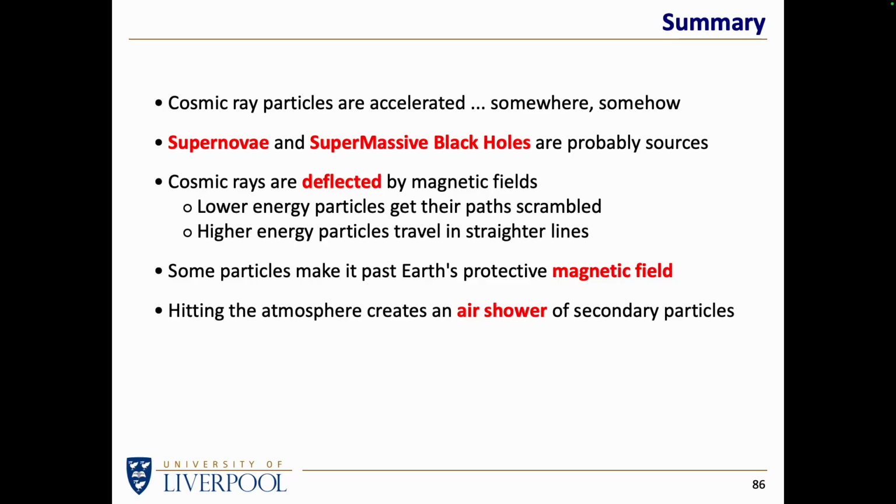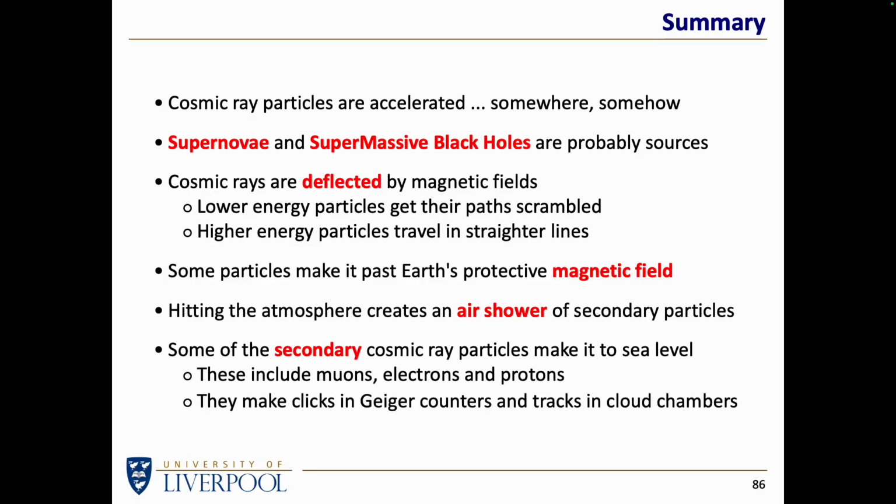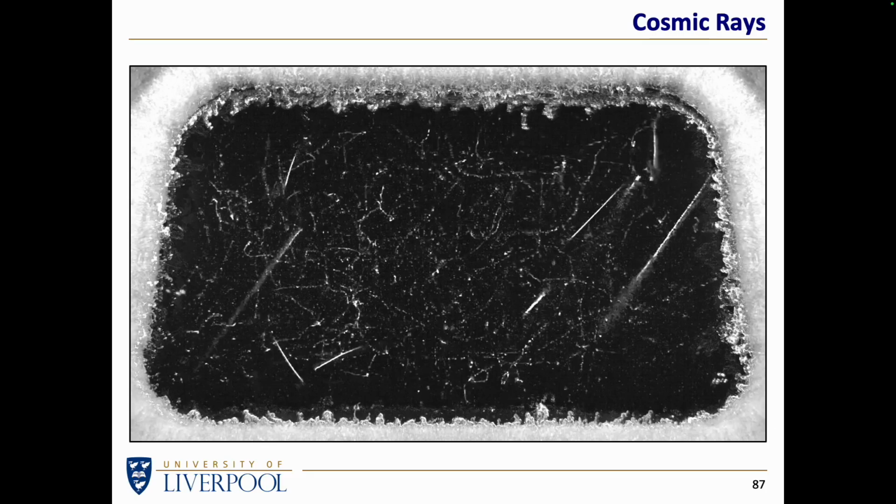And whenever something hits the atmosphere, we get an air shower of secondary particles. Some of the secondary particles will make it to sea level, some might not, but quite a few do, including muons, electrons, protons, and probably a few others. And they result in clicks in a Geiger counter and tracks in a cloud chamber. So when we look in a cloud chamber, we see all sorts of things flying through. And when we listen to a Geiger counter well away from a radioactive sample, we hear the occasional click.